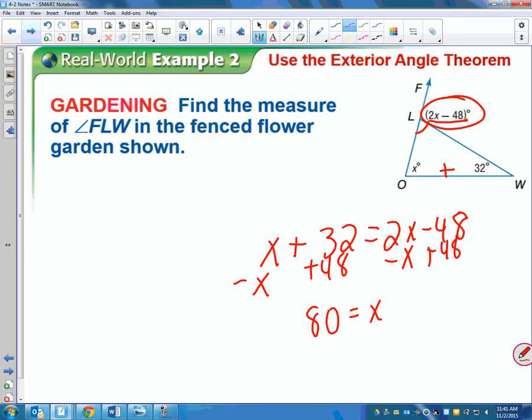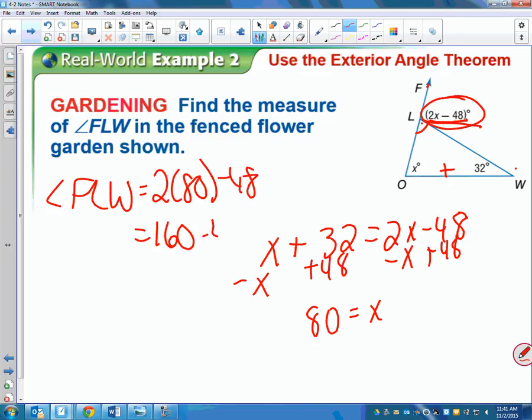So what does it say? Find the measure of angle FLW. Where's angle FLW? The circled one? So, does this give me the answer to what it asks? No, I plug it in. Angle FLW is going to equal 2 times 80 minus 48, or 160 minus 48. 112, is that true?